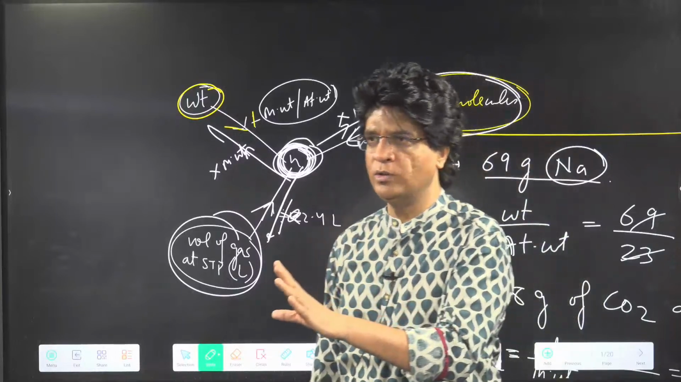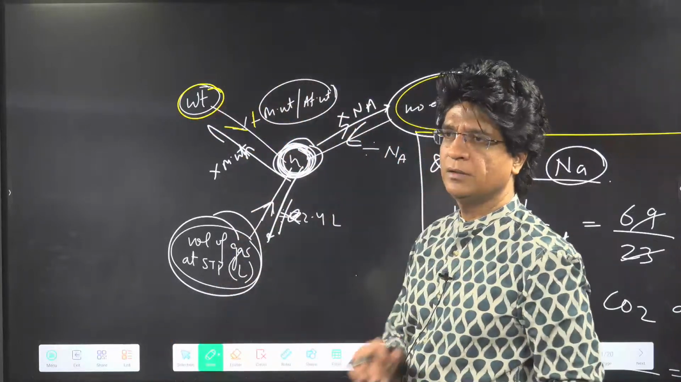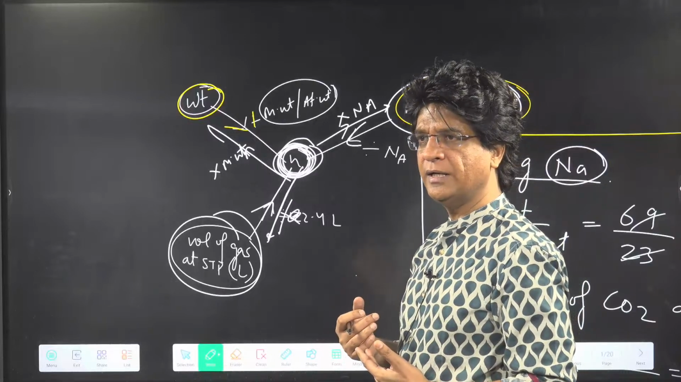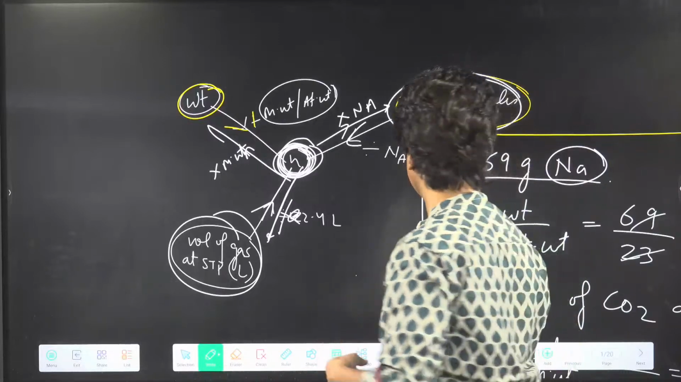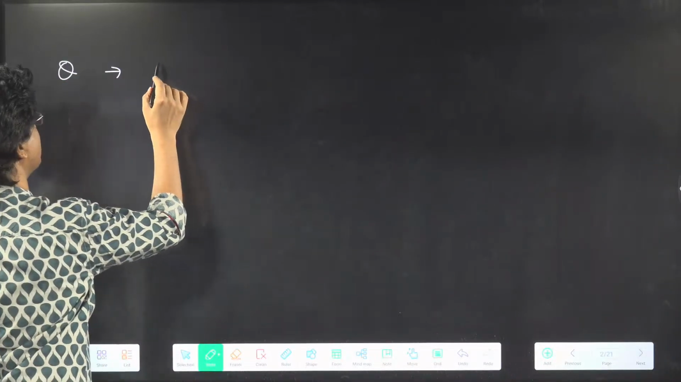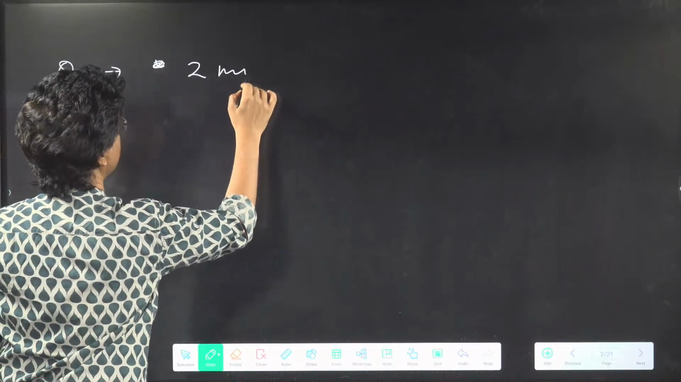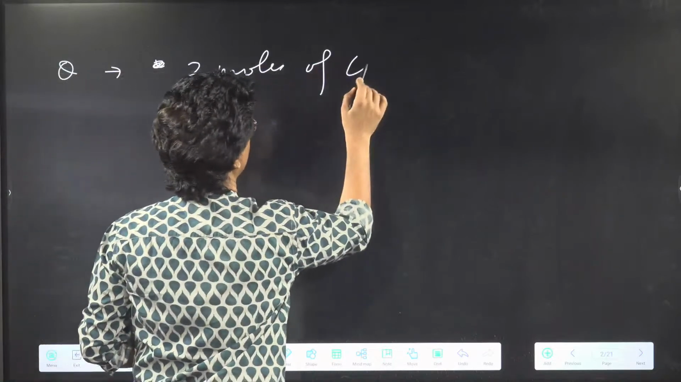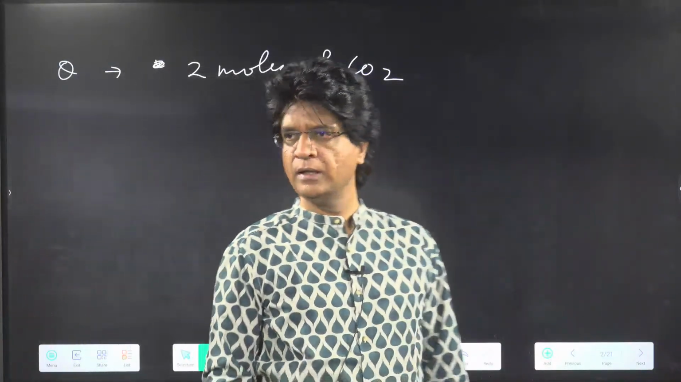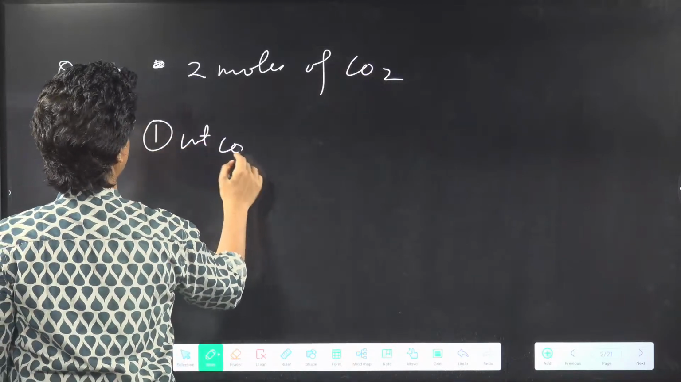So can I ask you some questions now? I'll give you the number of moles, and from that you have to tell me the weight, the molecular weight. Are you getting that? Chalo, aa jao. So question 1: let's say I'm giving you 2 moles of CO2. Now the number of moles is given. The first thing you have to find out is the weight of CO2.